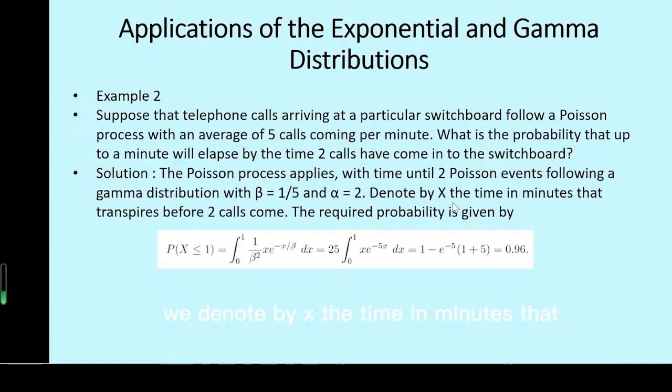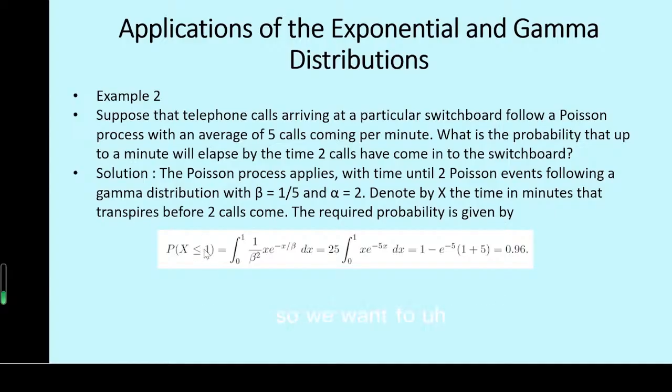We denote by x the time in minutes that transpires before 2 calls come. The required probability is given by the probability of x less than or equal to 1, because this is 1 minute, right?